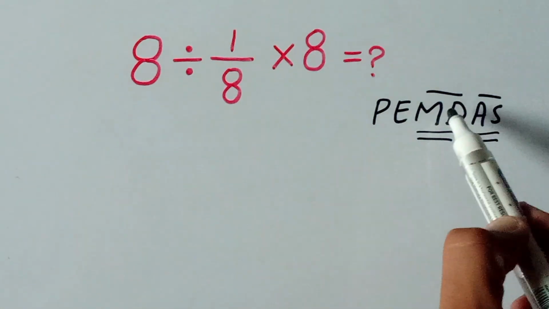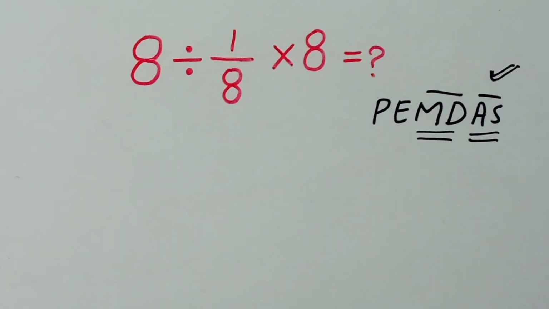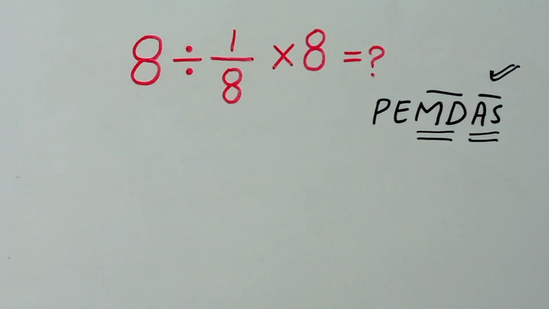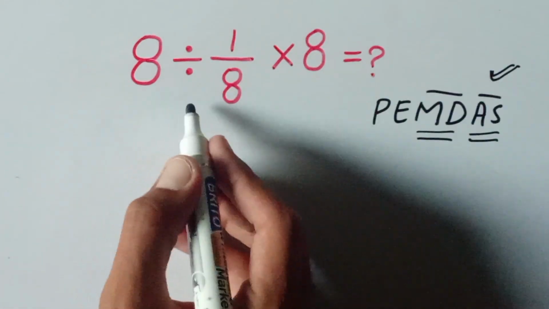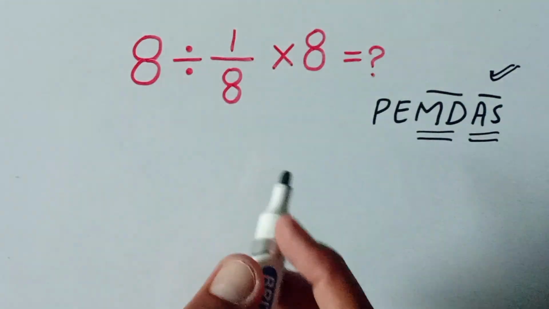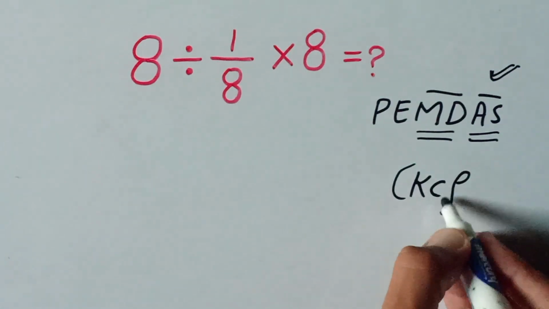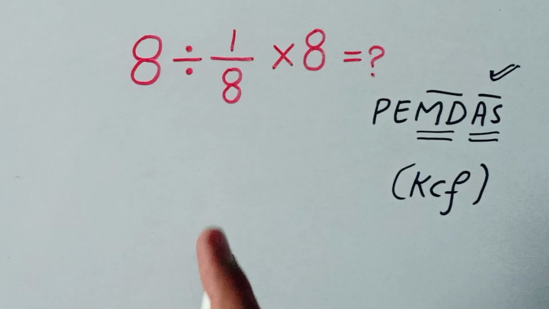But guys, remember that multiplication and division have higher priority than addition and subtraction. But in this case, only multiplication and division are present. So here we can solve it from left to right. I can solve it from left to right, but also here is one rule which is called the KCF rule, where K stands for keep, C stands for change and F stands for flip. We can use this rule in this fraction.